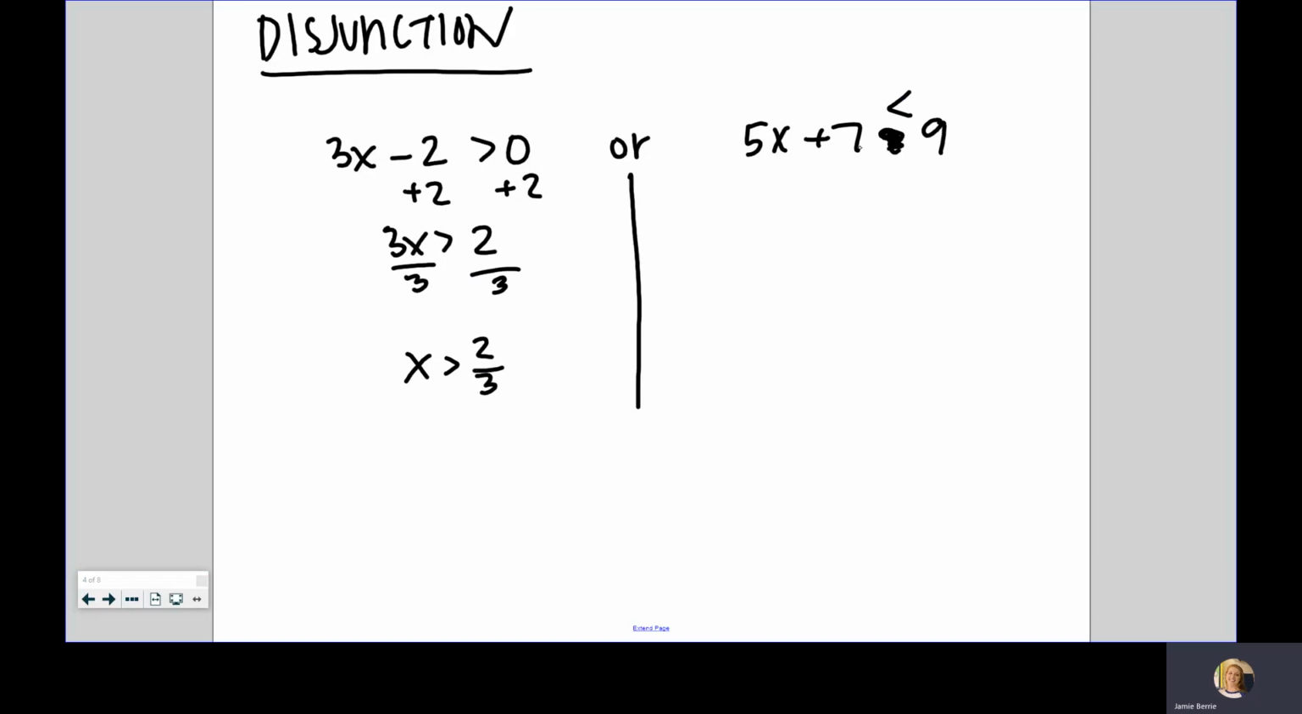All right, now go over here and solve this one. Subtract 7. So 5x is less than 2. Divide by 5. So you have x is less than 2/5. All right, so now let's draw our little number line.